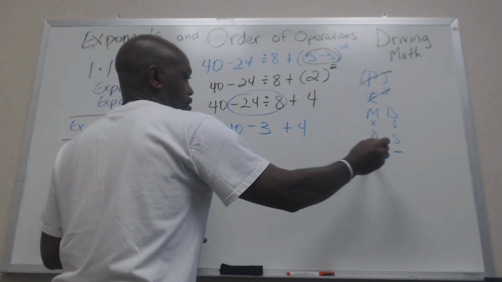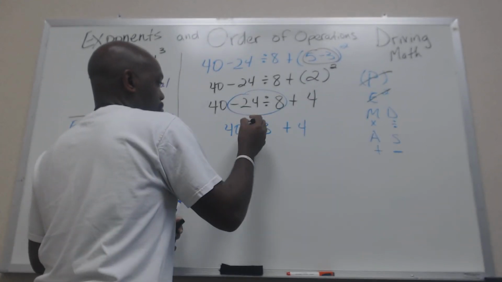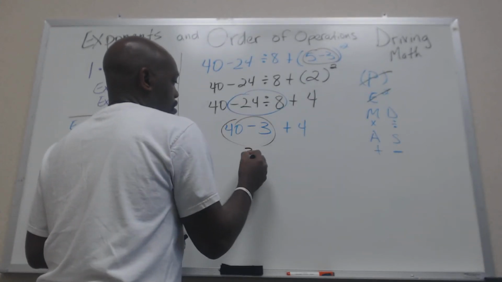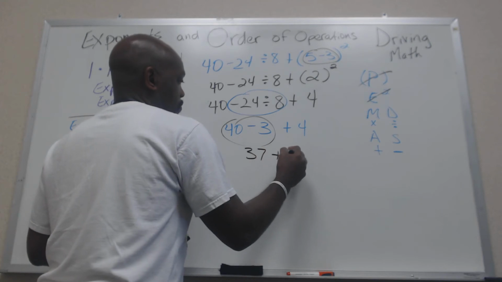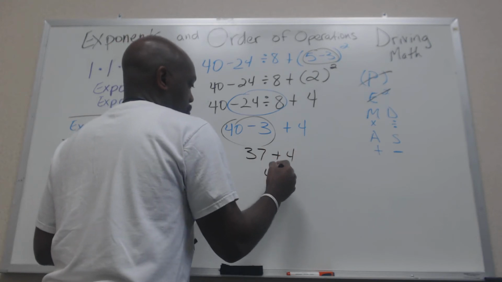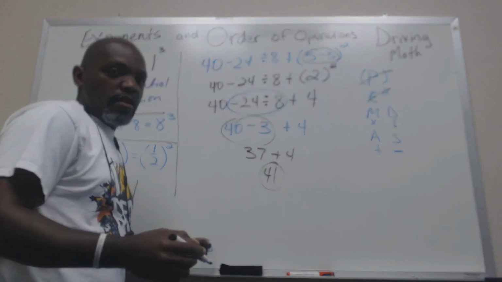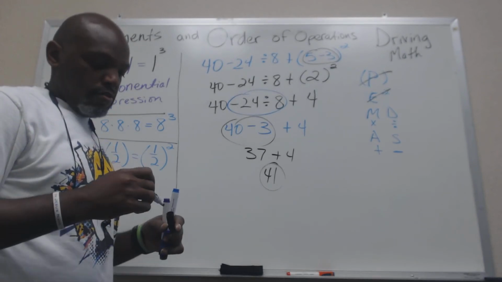And then we have addition or subtraction. We'll solve subtraction first. You have 37 plus 4, which is 41. And that's how you solve order of operations.